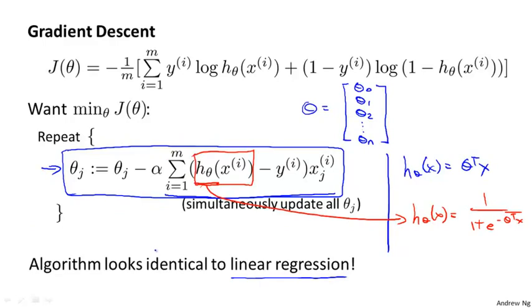In an earlier video, when we were talking about gradient descent for linear regression, we talked about how to monitor gradient descent to make sure that it is converging. I usually apply that same method to logistic regression too, to make sure it's converging correctly. And hopefully you can figure out how to apply that technique to logistic regression yourself.